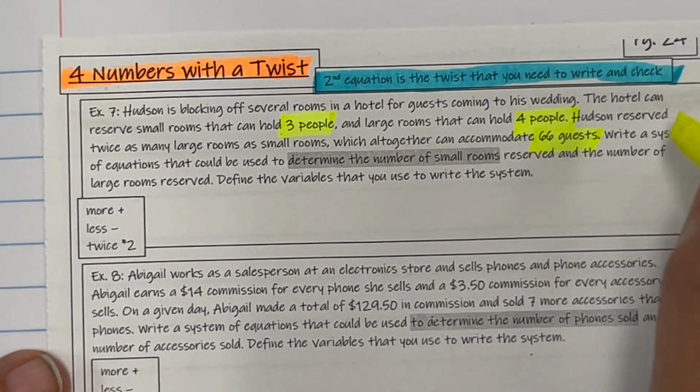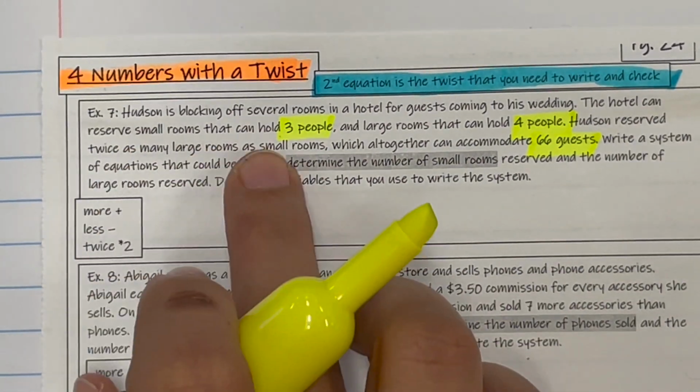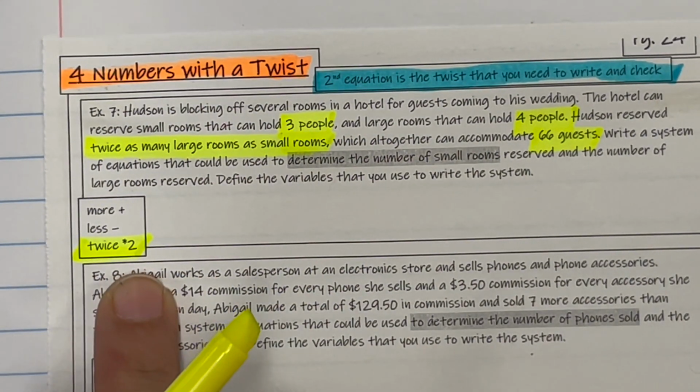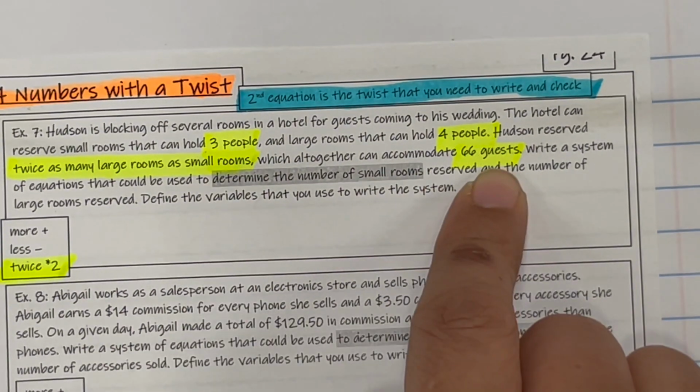So people, people, and guess is another way of saying people, right? And where's one more number? Look, I can't find the number, so it's in words. See, twice as many large rooms as small rooms. So what does twice mean? Times two. This is the twist. Instead of giving you that fourth number, they give it to you in words, okay?